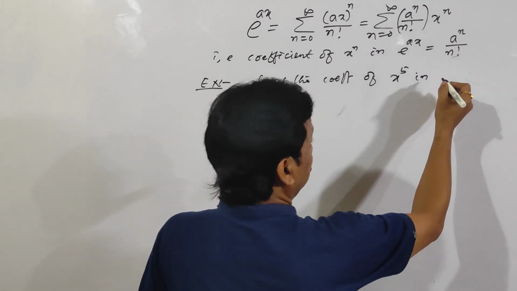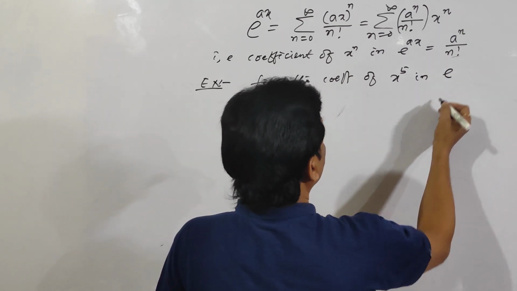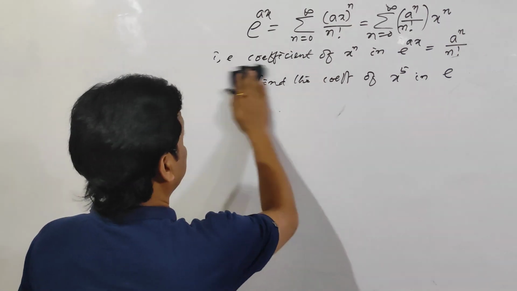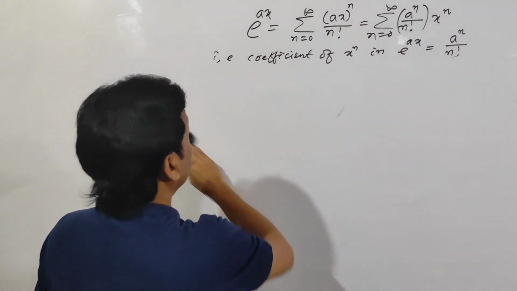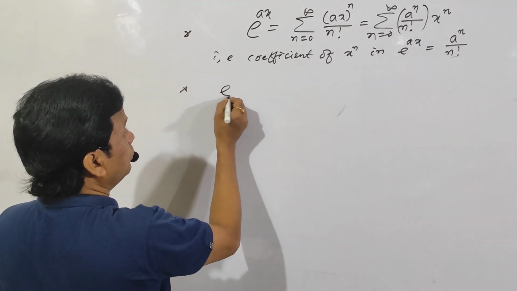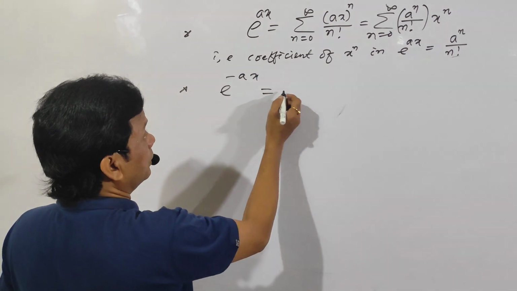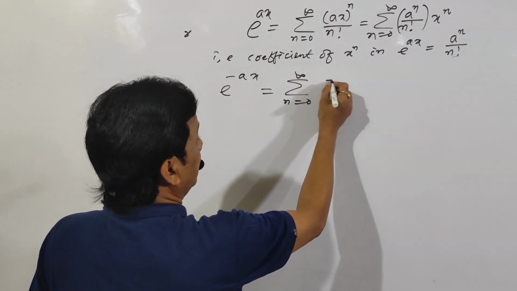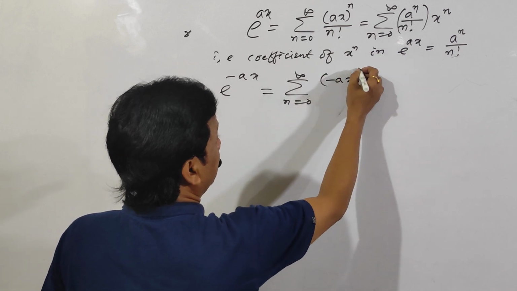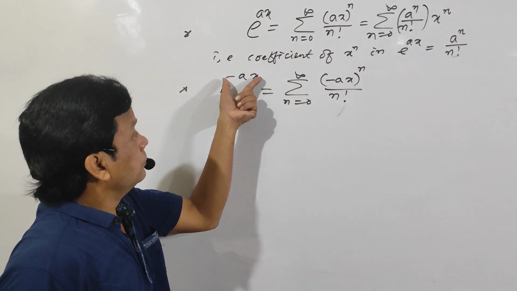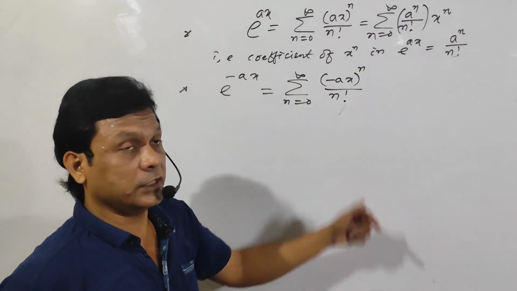X to the 5 in e to the power, and now I am telling you another formula. After that I am telling e to the power minus x is equal to how much? Summation n is equal to 0 to infinity minus ax to the power n by factorial n. I have told you power to the power n divided by factorial n.